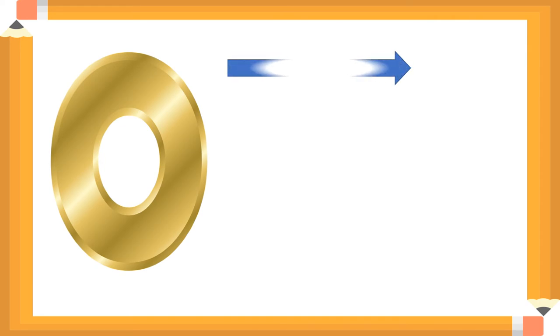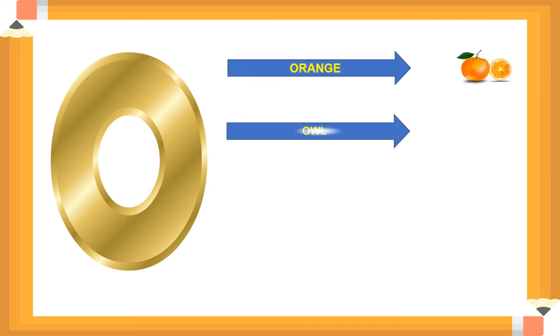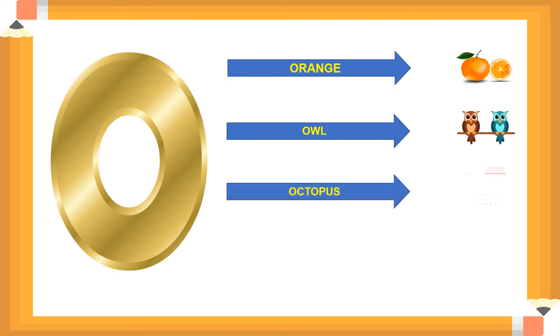Alphabet O. O for Orange. O for Owl. O for Octopus. O for Orangutan.